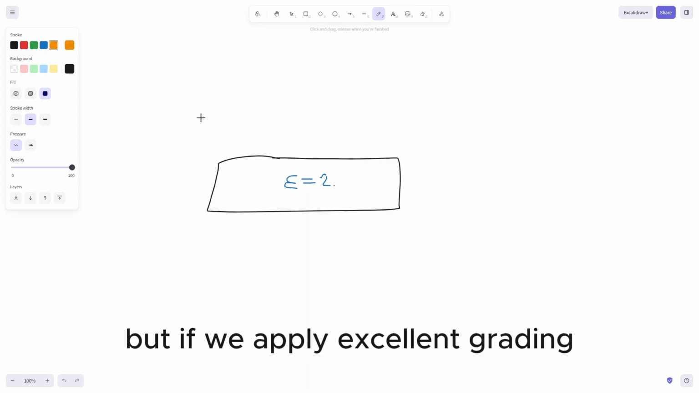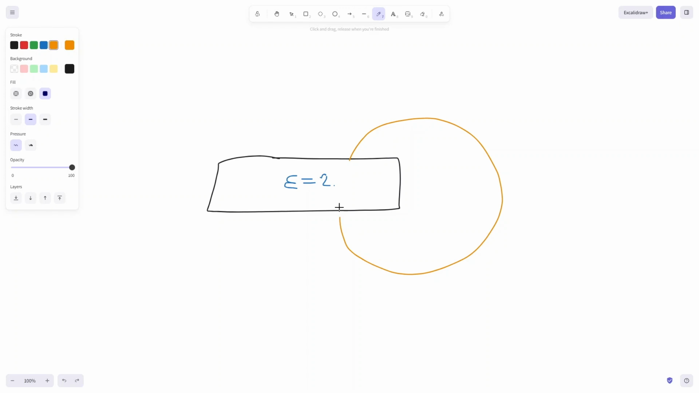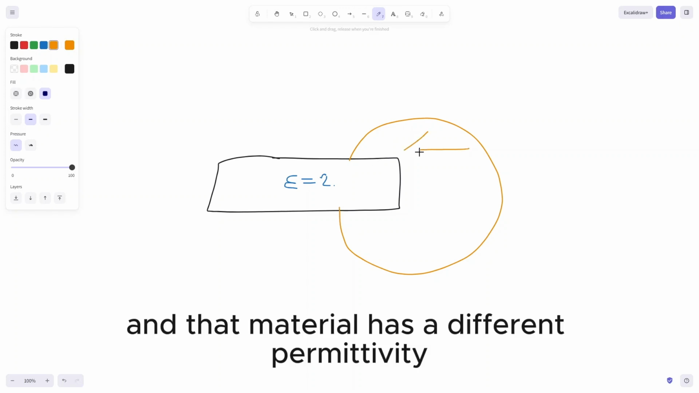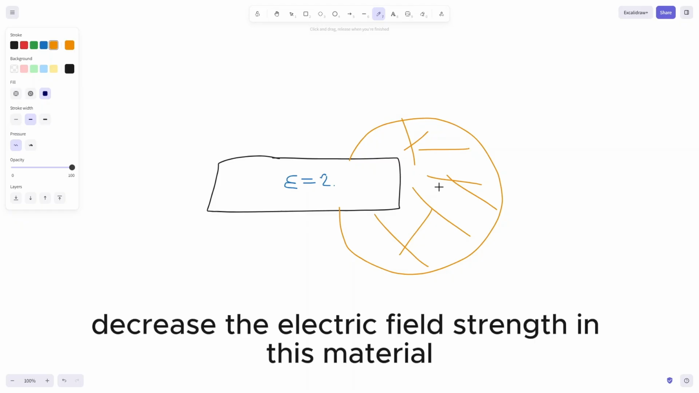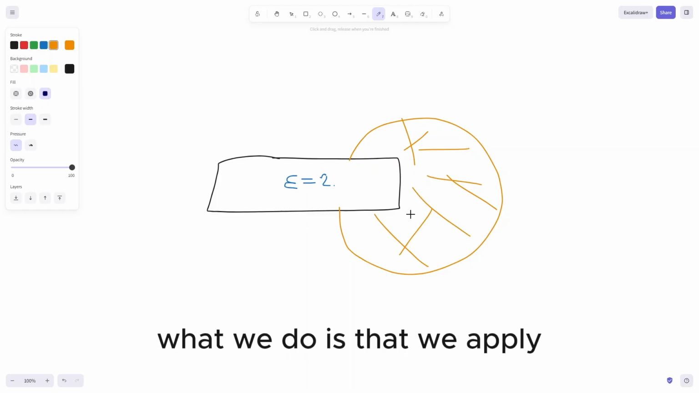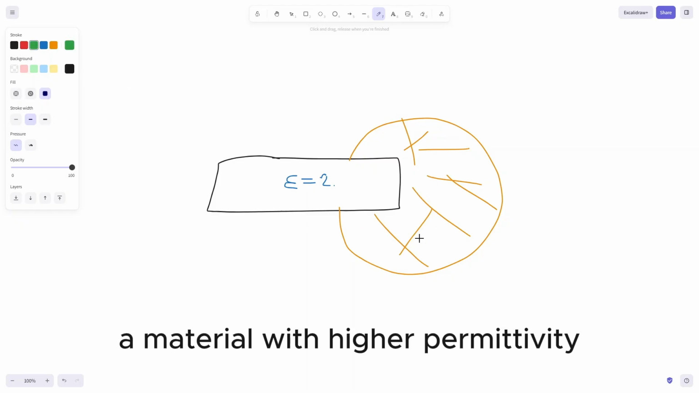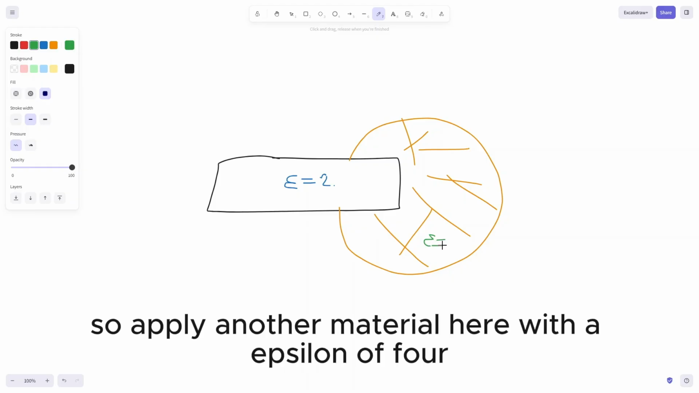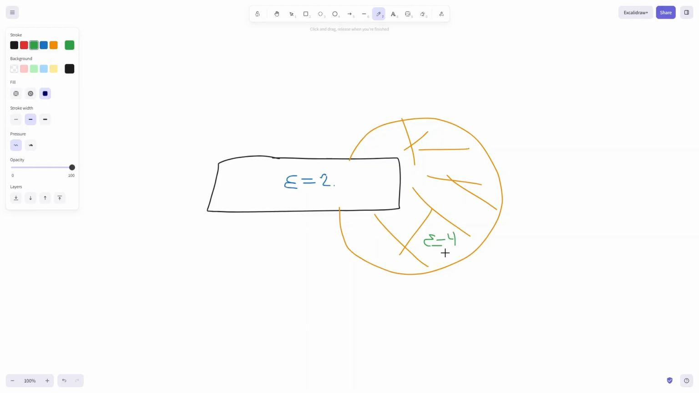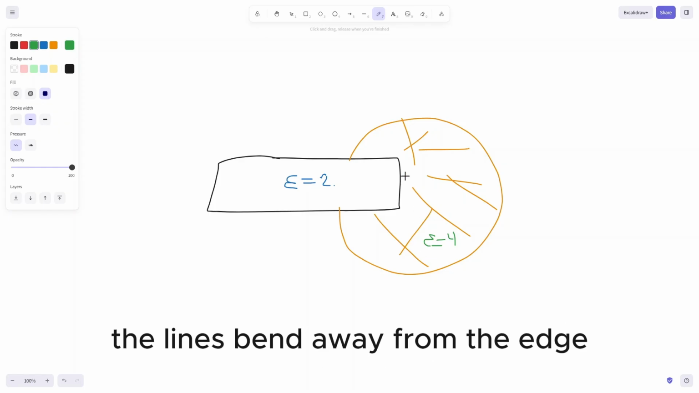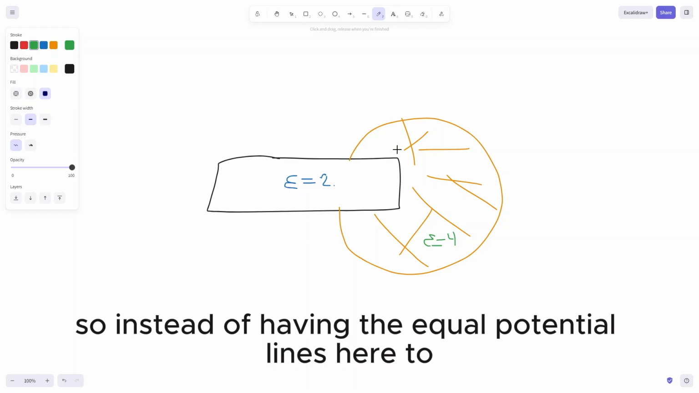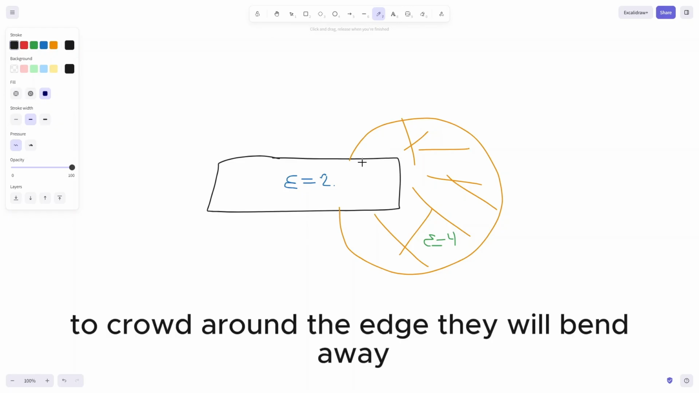If we apply epsilon grading, what we do is that we add some material around, and that material has a different permittivity. And if we want to decrease the electric field strength in this material, what we do is that we apply a material with higher permittivity. So we apply another material here with epsilon of 4. And what happens is that by the reflection law, the lines bend away from the edge. So instead of having the equipotential lines here crowd around the edge, they will bend away.